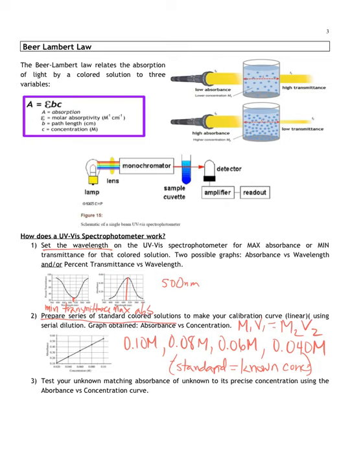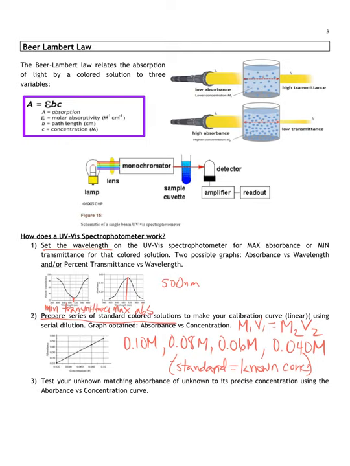So you create this linear relationship that you see here, and this is called a calibration curve. Then you go and do the next step, which is test your unknown. And you test it by the absorbance or transmittance. Once again, you can do one or the other, of your unknown to its precise concentration. And then you can match it up to the calibration curve.